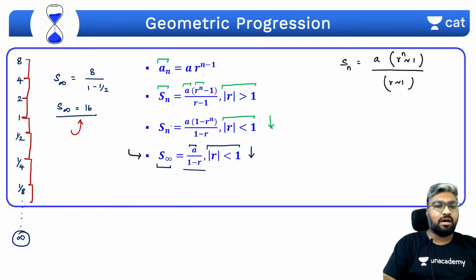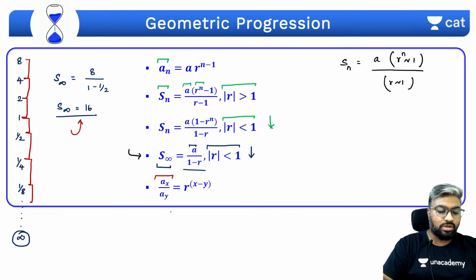Yes, so sum of terms, sum of infinite terms, that's it. Okay, and if you take the ratio of two consecutive terms, या any two terms of a GP, you will get r to the power difference between them. Yes, for example, यही वाला ले लो, take this particular GP itself.